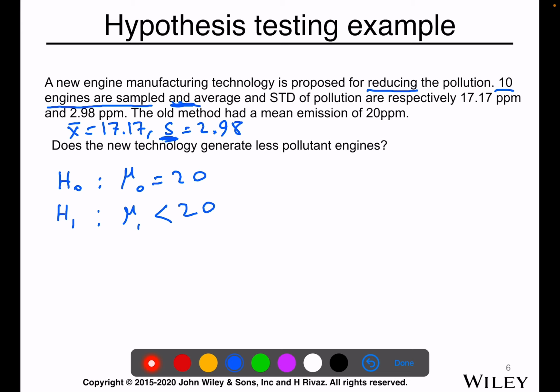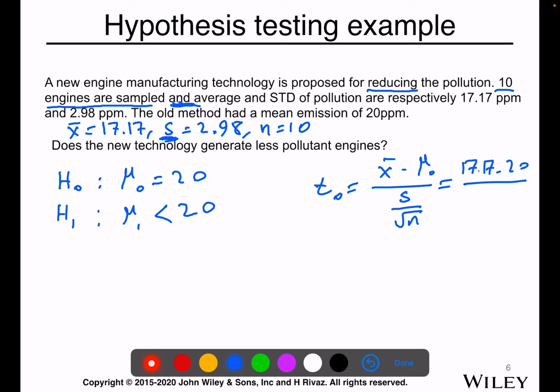Okay, so n is 10, right? Since n is small and we don't have sigma, we have to use the t distribution, right? And that's it. At this point, we are done. Basically, all we have to do is calculate t0, which is x bar minus mu0 divided by s divided by square root of n. And we have everything, right? We have 17.17 minus 20, over 2.98 over square root of 10. That's it.